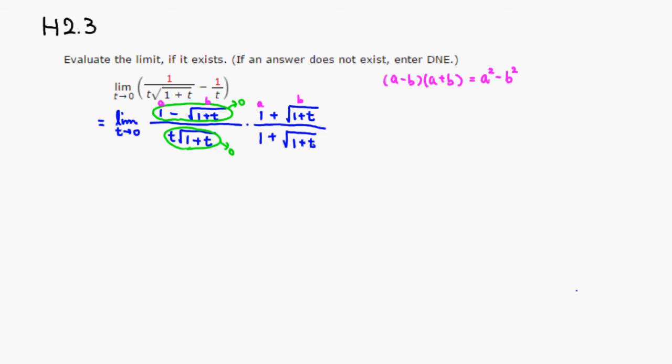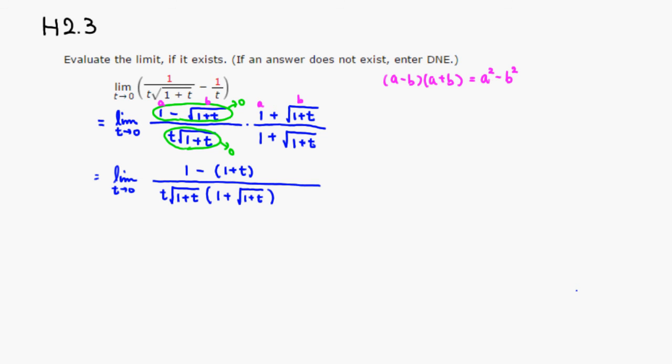So after you multiply out, you're going to get this limit as t approaches 0. It's going to be a big fraction. On the bottom, it's t times square root of 1 plus t times quantity 1 plus square root of 1 plus t. And on the numerator, it's going to be a square, which is 1 squared, 1, minus b squared, which is 1 plus t, because the square root is gone.